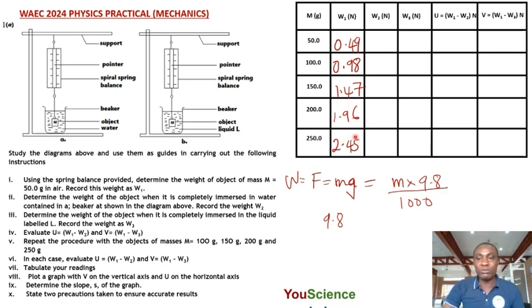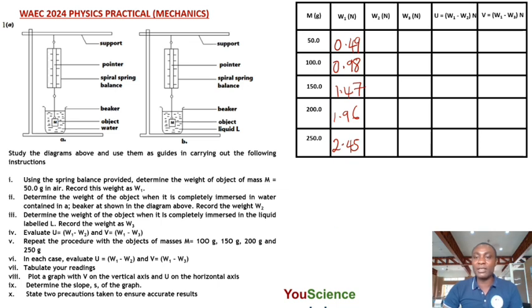So what I'm going to do next, now you can use the value of 10 if you want to, but for better accuracy, I decided to go with 9.8. So I'm recording all of this to 2 decimal places. I'm just going to erase this part now, then I'll work out the next step.